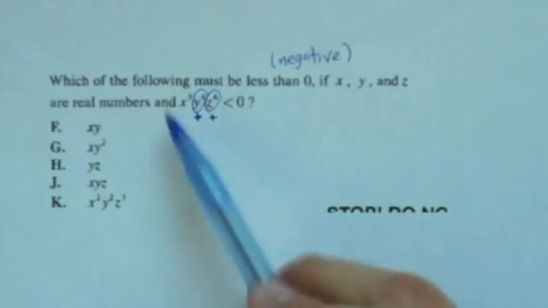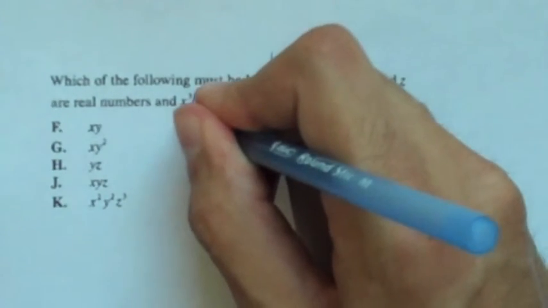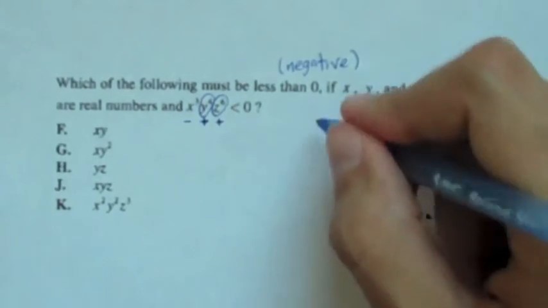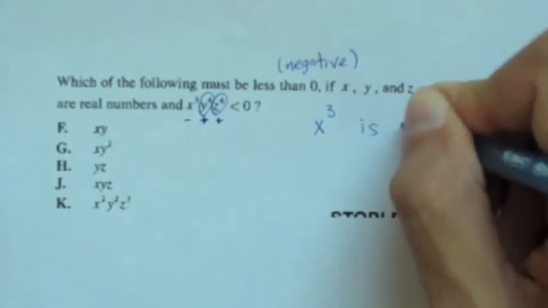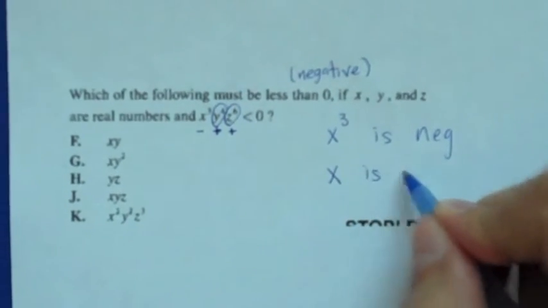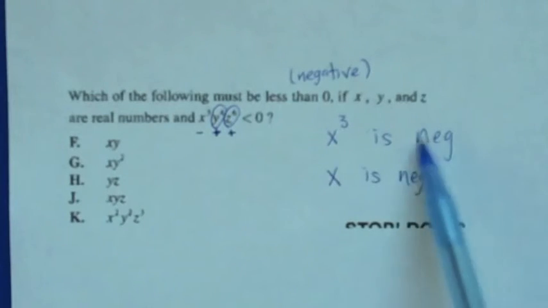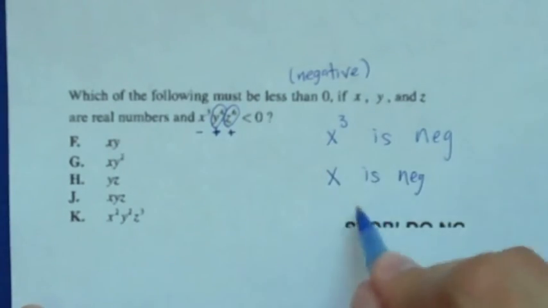Well, if my product is less than 0, the only way that can be true is if this guy is negative, because these two both have to be positive. So this part has to be negative. So x to the third has to be negative. The only way that's true is if x itself is negative. Because if x was a positive number, a positive times a positive times a positive, we're not going to get a negative answer. So x has to be negative. That's basically what this piece was telling me.